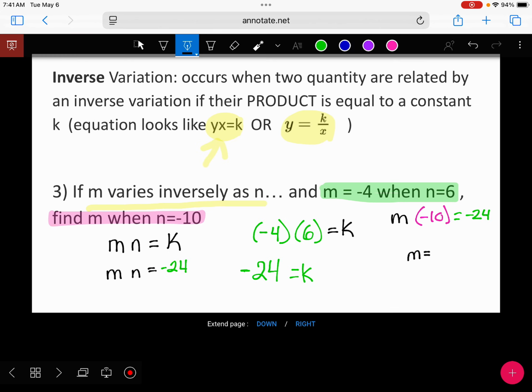Do we only have 3 types of variations? There are 3 types of variations. Okay.